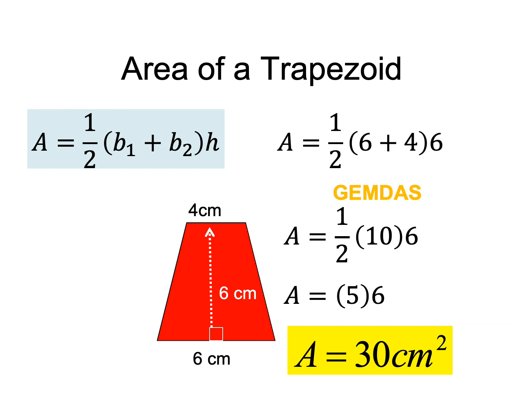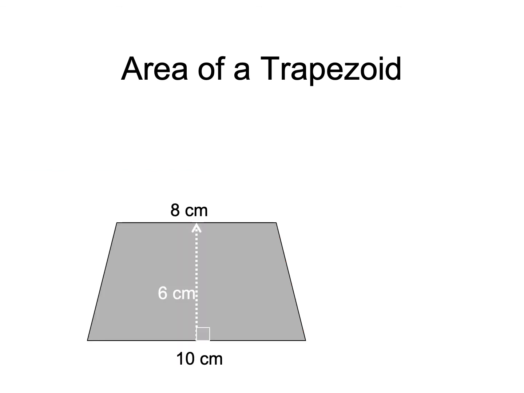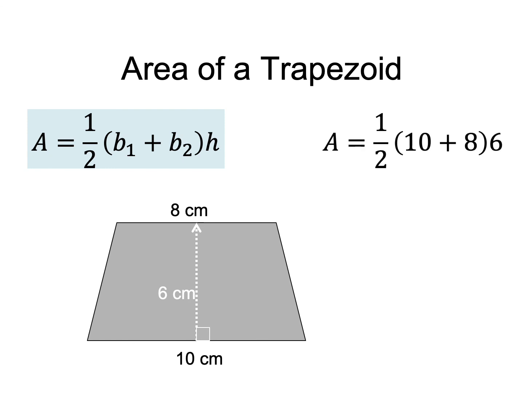Makes sense? If you need to pause the video, replay this example, please do. If not, let's do another example. So here's another example. All right, so let's see. We need the two bases. The square touches the first base. The arrow points to the second base. So the two bases are 10 and 8, and the height is 6.